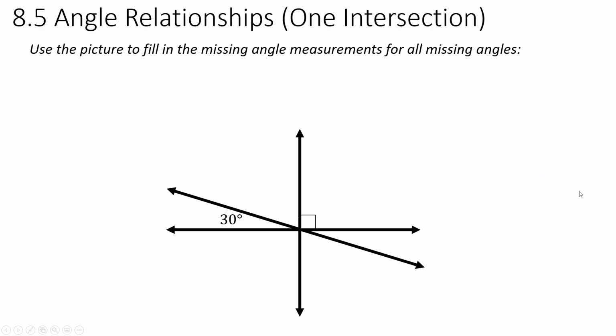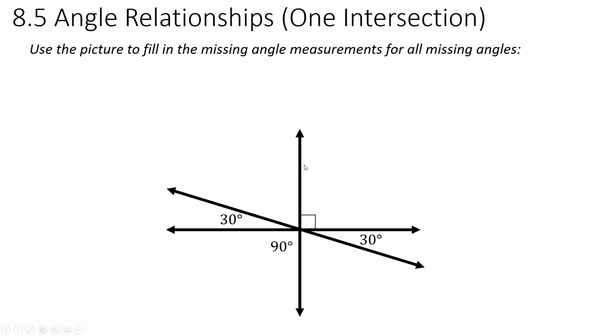angle measurements. If you look carefully, you see that these two angles are vertical. So two angles that are directly across from each other are going to be the same. So vertical angles have the same measurement. And then you can look here, this 90-degree angle and this other angle are 90 because they are vertical.